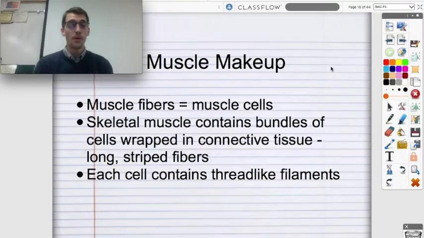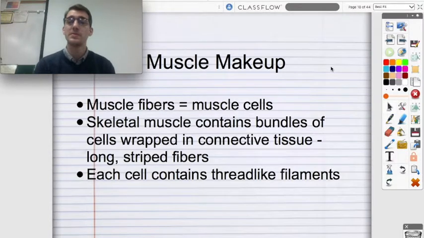Muscle makeup. What are muscles made of? Well, muscles are made up of tissues, when tissues are made up of cells, right? But here's the thing about muscles. Muscle fibers are muscle cells. Okay, so one particular muscle cell, also known as a muscle fiber, is one long cylindrical cell, particularly if we're talking about skeletal muscle.